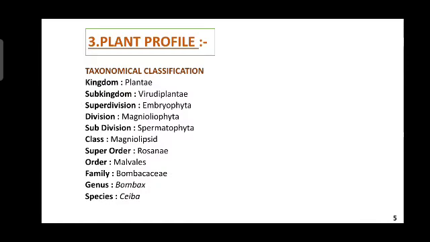Plant profile, taxonomical classification. Kingdom Plantae, subkingdom Viridiplantae, superdivision Embryophyta, division Magnoliophyta, subdivision Spermatophyta, class Magnoliopsida, superorder Rosanae, order Malvales, family Bombacaceae, genus Bombax, species ceiba.